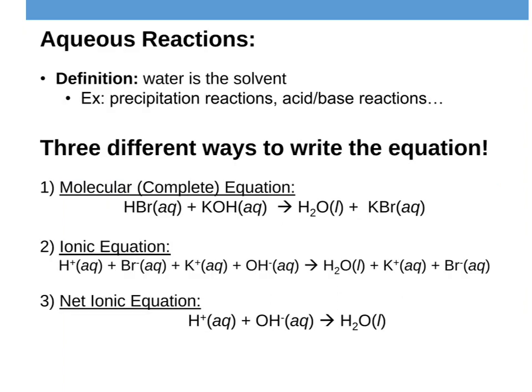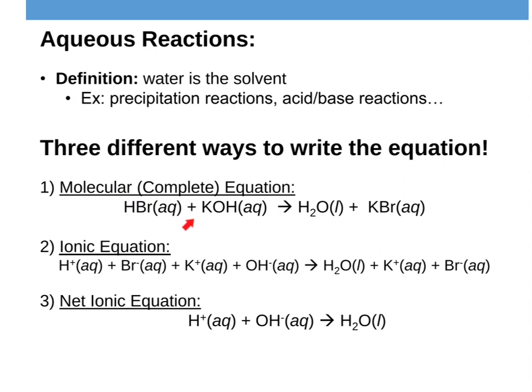This is going to be for our aqueous reactions, which are, again, where we just have water as a solvent. The main context that you're going to see this in is for precipitation reactions and acid-base reactions. Those are probably going to be the most common reaction types where the molecular versus ionic versus net ionic equations are used. And I have here at the beginning just showing you what they look like, and we'll go into each one of them in detail. But these are the three different ways that you could write the equation.